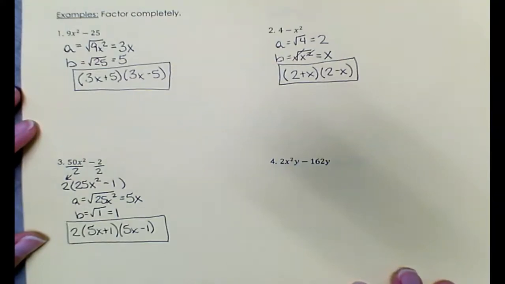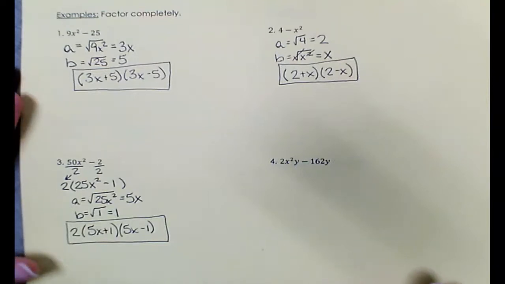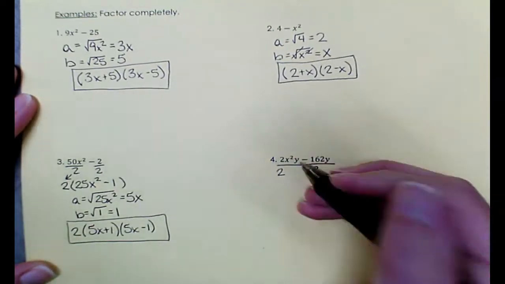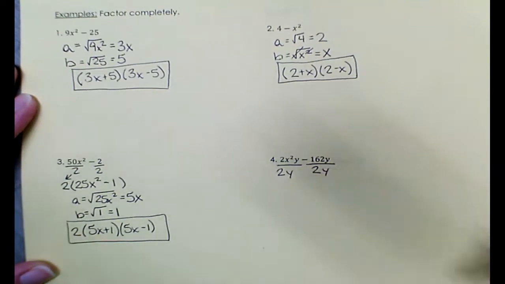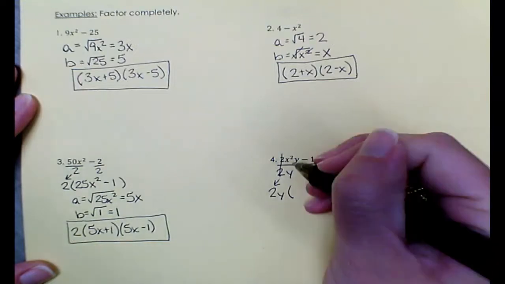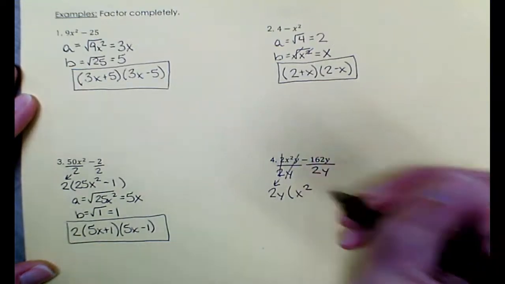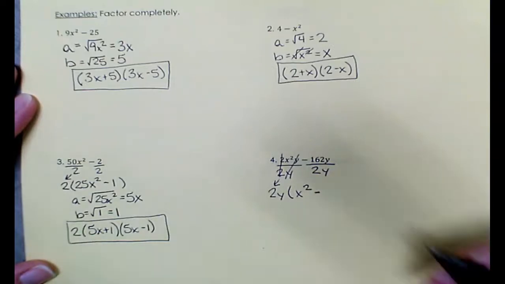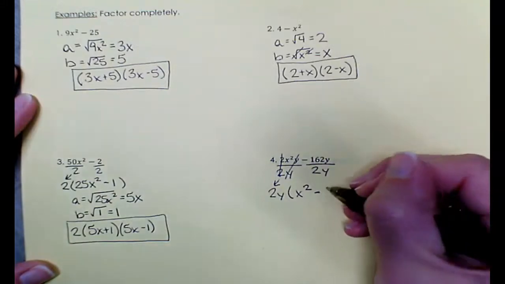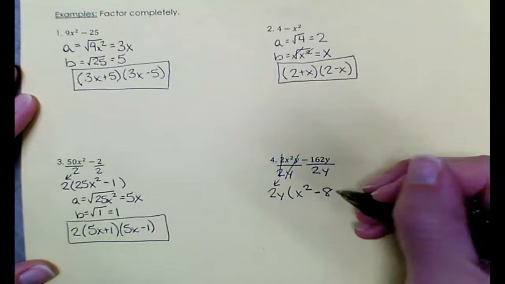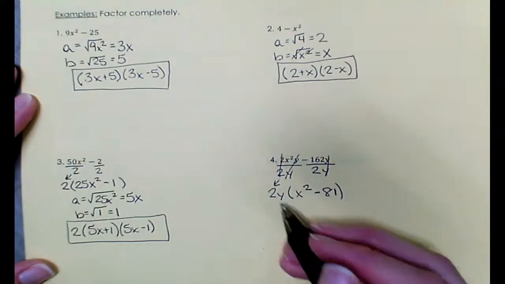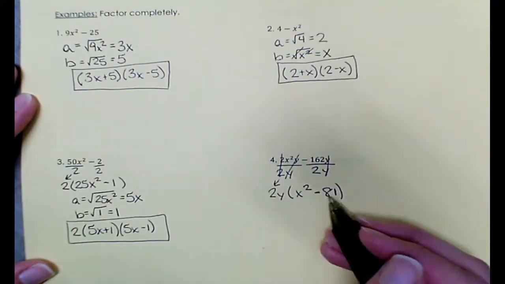All right. Let's look at number 4. Definitely have a GCF because 2 is something I can take out. I also notice that they both have a y. I'm going to take out a y as well. 2y. 2's cancel out. Y's cancel out. X squared remains. That's a perfect square. Minus 162 divided by 2. If I take 16 and I cut it in half, that's 8. 2 cut in half, that's 1. The y cancels out. 81 is a perfect square. So we have a GCF and we have a difference of 2 perfect squares.